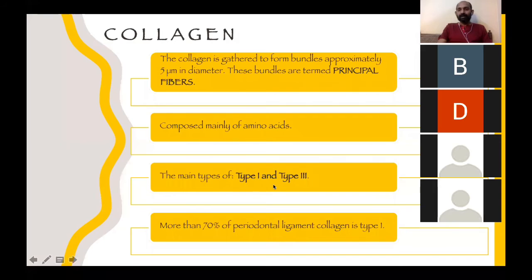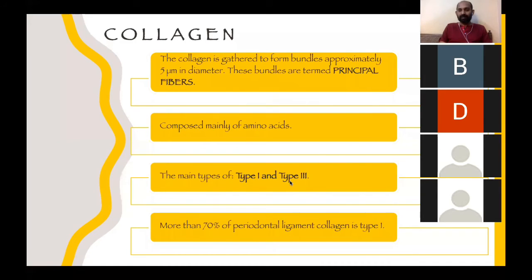The predominant type of collagen present in the periodontal ligament is type 1. Type 1 occupies more than 70% of the collagen in the periodontal ligament, and the rest is about type 3. If you remember alveolar bone, which I took in the previous class, we said alveolar bone is also made up of type 1 collagen and a little bit of type 3 collagen. So where exactly was this type 3 collagen present? This type 3 collagen was present in the Sharpey's fibers.